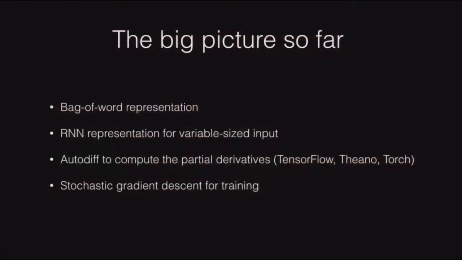Now, okay, so what's the big picture? The big picture is I started with bag of words representations. And then I talked about RNN as a new way to represent variable size input that can capture some sort of ordering information. Then I talked about auto differentiation so that you can compute the partial derivatives, and you can find auto diff in TensorFlow or Theano or Torch. Then I talked about stochastic gradient descent as a way to train the neural networks.